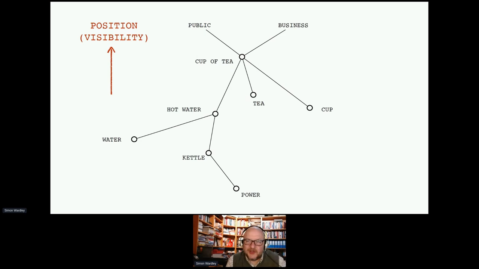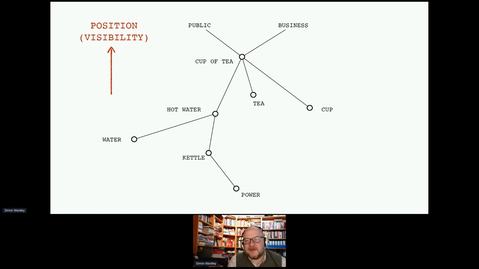And position is described in this chain of needs through how visible the components are. So the further you go down the chain, the less visible the components are. To a member of the public, the cup of tea is very visible, but the power used to heat the kettle, that's quite far removed.